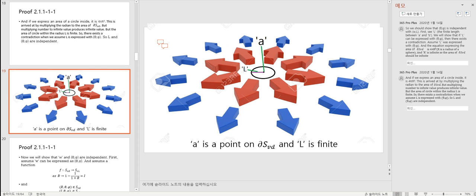Assume L was expressed with theta, psi, and the equation expressing the area of DS3D is 4 pi r squared. And R is infinite, so the area of DS3D should be infinite. And if we express the area of a circle inside, it is 4 pi r squared. This is arrived at by multiplying the radian to the area of DS3D, but the multiplying number is an infinite value, which produces an infinite value. But the area of a circle within the radius R is finite. So there is a contradiction when we assume R is expressed with theta, psi. So R and (theta, psi) are independent.